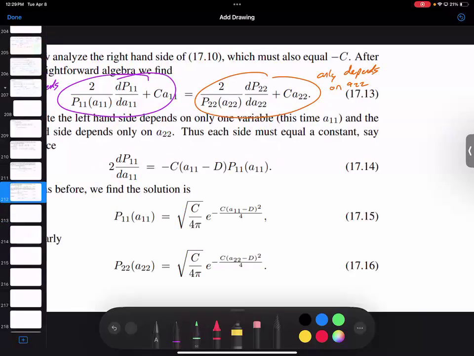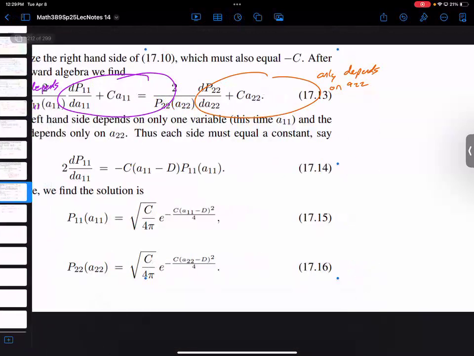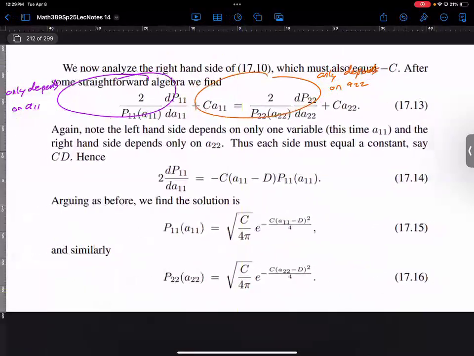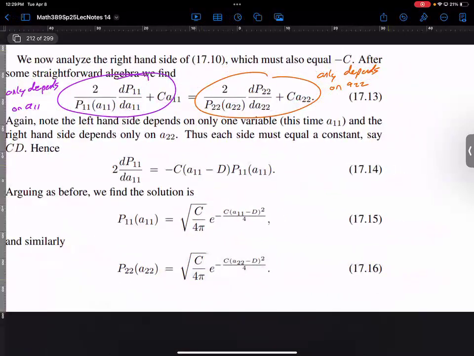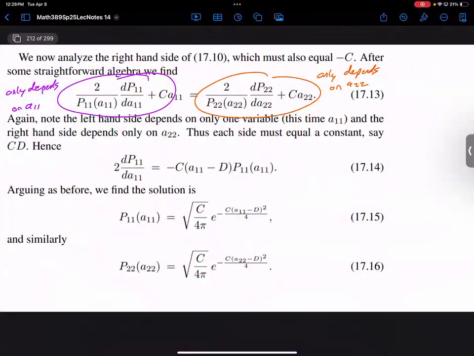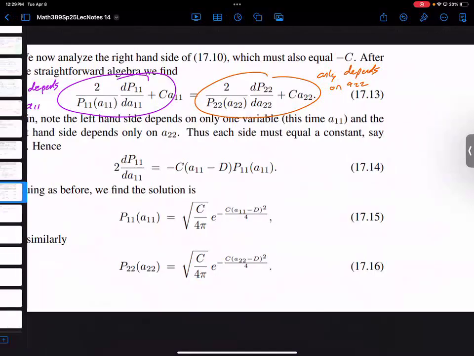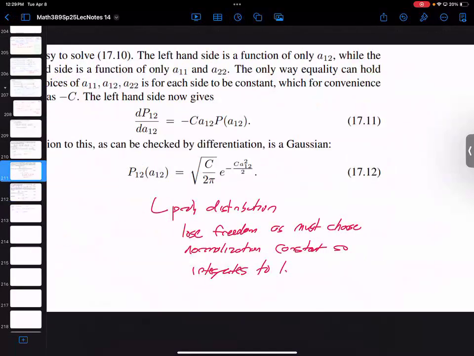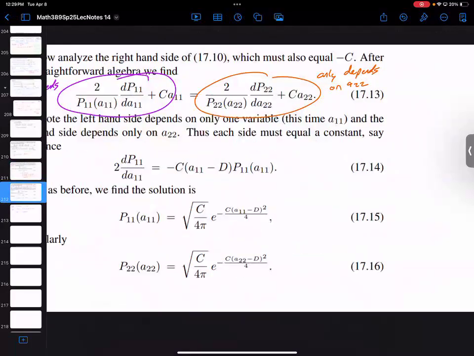Now, it's worth noting, when you look at this, we've got minus CA11 squared over 4, but on the previous slide we had CA12 squared over 2. So they don't have the same variance. On the diagonal, the variance is 2. On the off diagonal, the variance is 1.